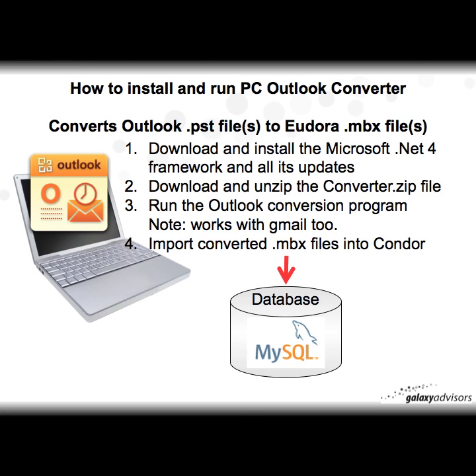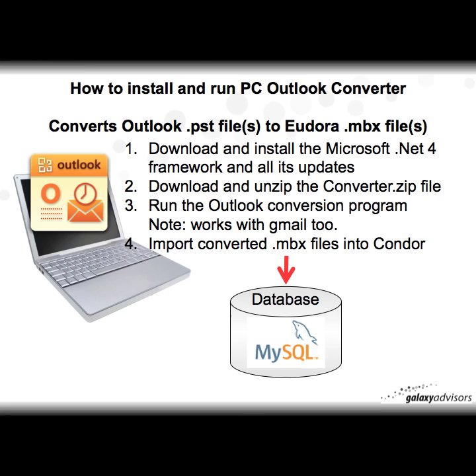Overall, there's really four big steps. Converter really converts your PST file or files to Eudora MBX files, and you're going to be doing this in four steps. The first step is really to download and install the Microsoft .NET 4 framework and all its updates. This is probably going to take you the longest to do. The .NET 4 framework is large. There's many sequential updates, and you have to go through them all until you see no more high priority updates. So of all the four steps, this is probably going to take the longest.